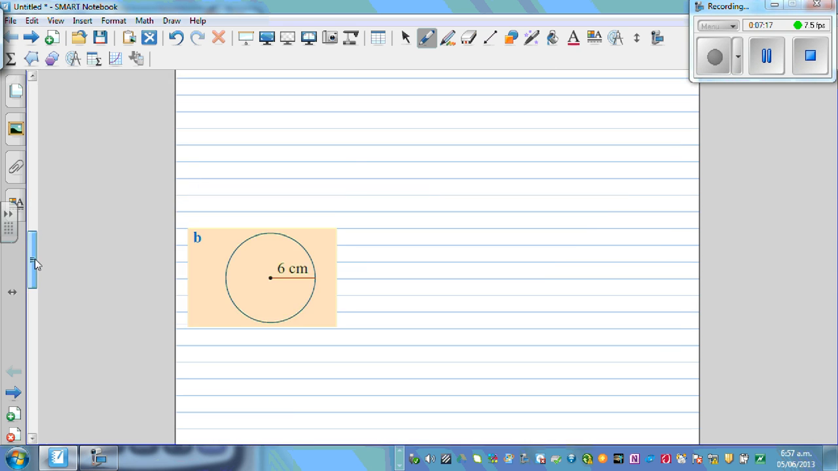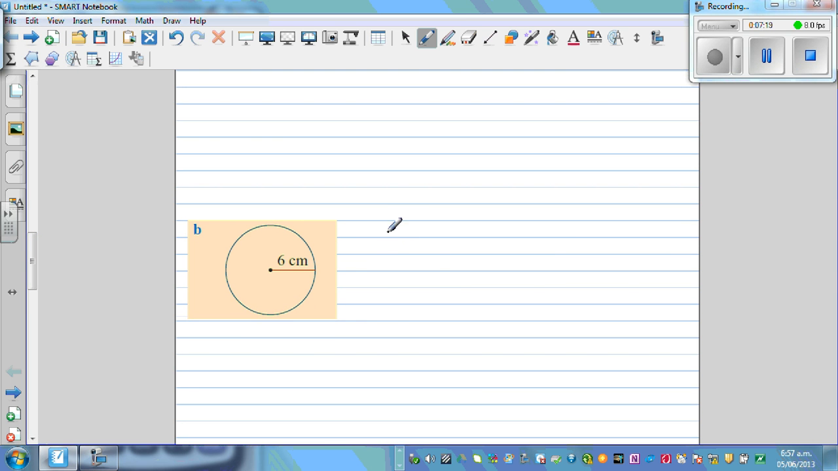Okay, so let's do the next question. Here the radius is given to be 6 centimeters. Now diameter is double the radius. So the diameter is 12 centimeters. Let's do it without a calculator, approximate it. So we know circumference is 3 times the diameter, which is 3 times 12 centimeters. So 3 times 12 is 36.